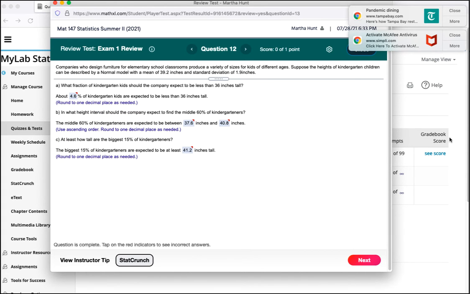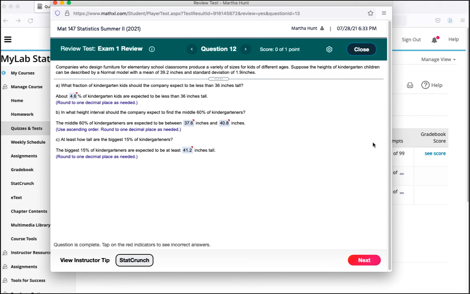Okay, one more problem. We're looking now at a school designing furniture for elementary school classrooms, and they want to decide what size desk they should have. The height of children are normally distributed with a mean of 39.2 and a standard deviation of 0.6. I'm going to zoom right in on part B.